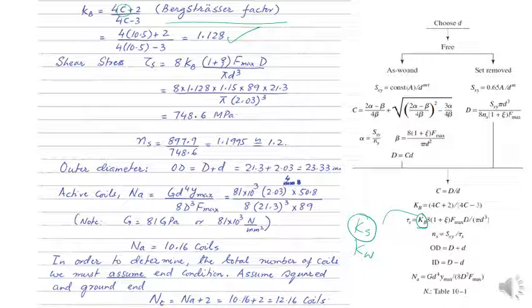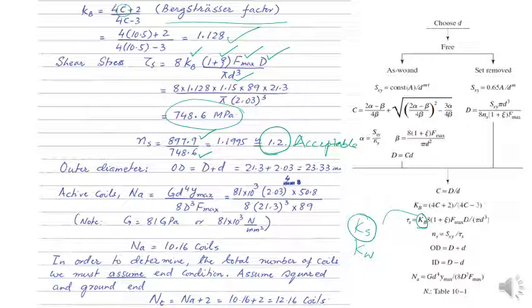So once Kb is known, this already is 0.15. This is given 0.89. This one is 21.3 mm that we calculated. This is the wire diameter 2.03. I got my torsional shear stress. Now I have the yield strength in shear, and this is the torsional stress. My factor of safety is 1.2, which means it is acceptable.